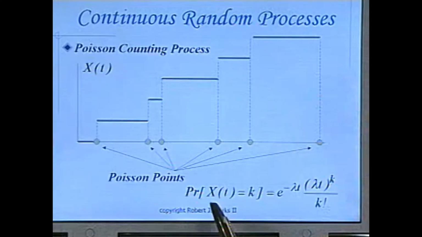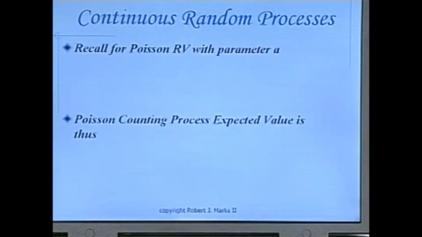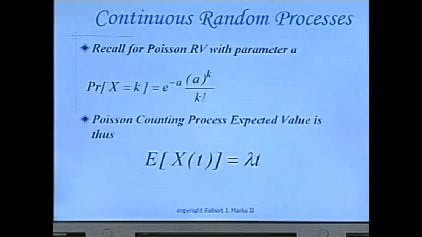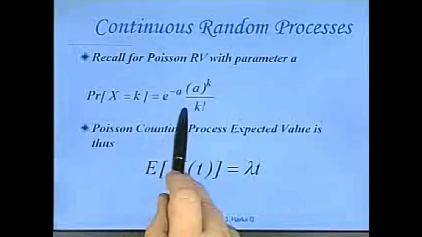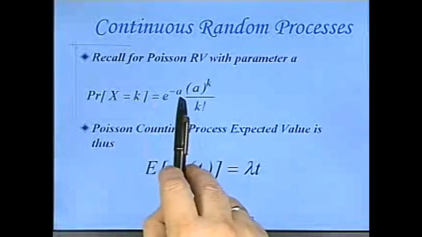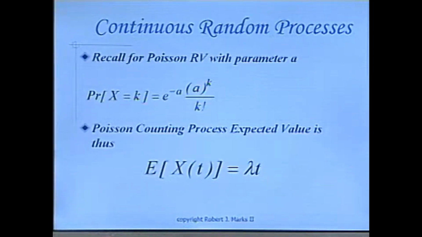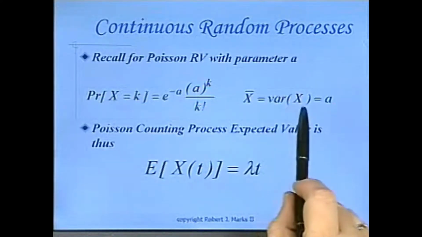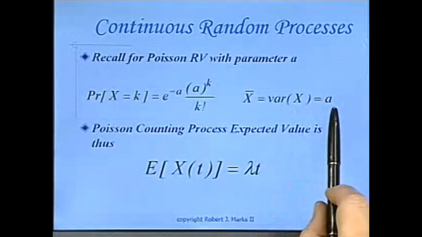And that's given by the Poisson process. It's equal to e to the minus lambda t, times lambda t to the k, over k factorial. So this then becomes the probability that x of t is equal to k. Now, if you recall, for a Poisson random variable with a parameter A, for the Poisson process, A is equal to lambda t. But usually when you're introduced to the Poisson process in elementary probability, A is just a parameter of the Poisson process.